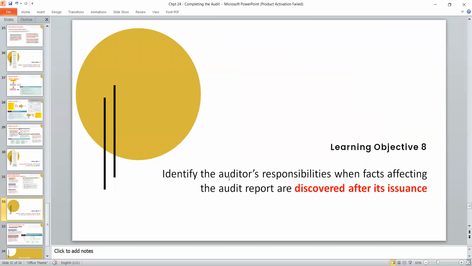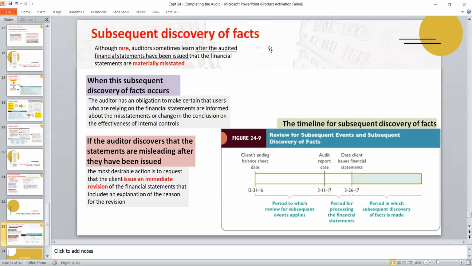I will go to the next, the final part. The final part is about discovering a subsequent event after the audit report is issued. So in short, like you see here, this is the ending balance 31 December. This is the audit report date. This is the date the client issued the financial statement. And in these matters, we talk about events that occur after the client issued the financial statement.